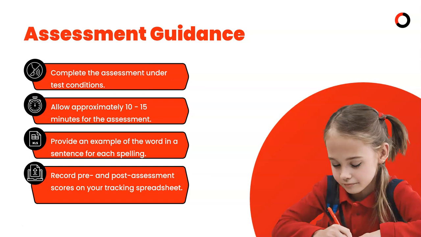So some final guidance on the assessment. Complete this under test conditions. Allow approximately 10 to 15 minutes. Provide an example of the word in a sentence for each spelling. And then make sure you record your pre and post assessment scores on a track and spreadsheet and then input these onto the trial wizard at the appropriate steps.